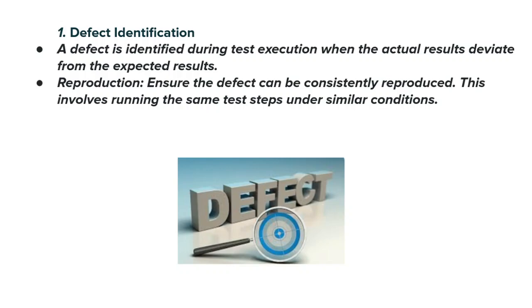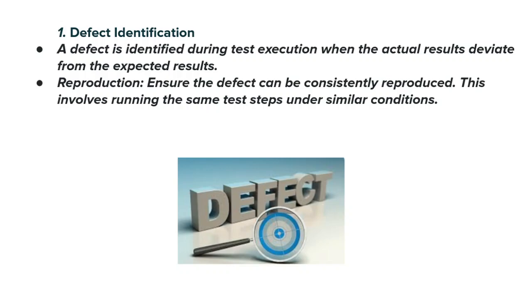What is a defect? If we have the functional requirement, every functional requirement will have some expected outcome, and we write the test cases as per the functional requirements. The outcome which comes after executing the test cases should match with the expected outcome. If the actual result and expected result are not matching, then it's a defect. So these defects are identified during the test execution when the actual result deviates from the expected result.